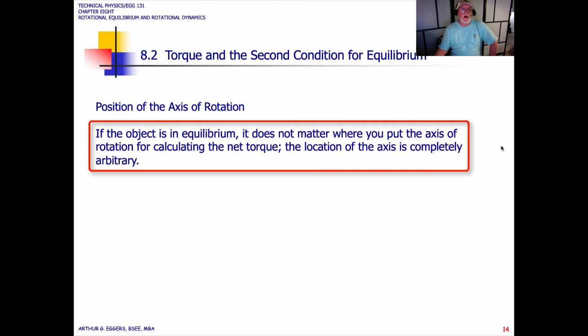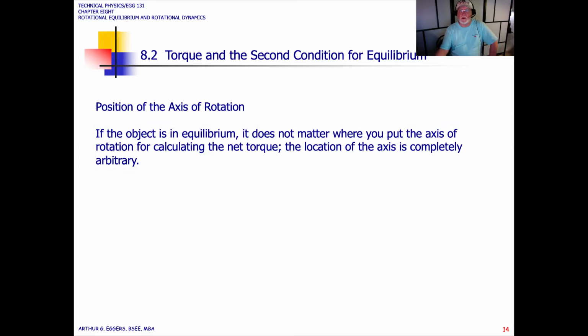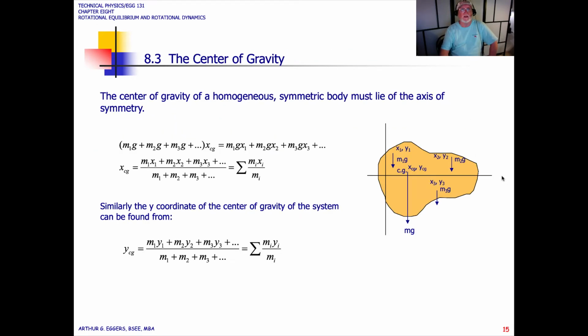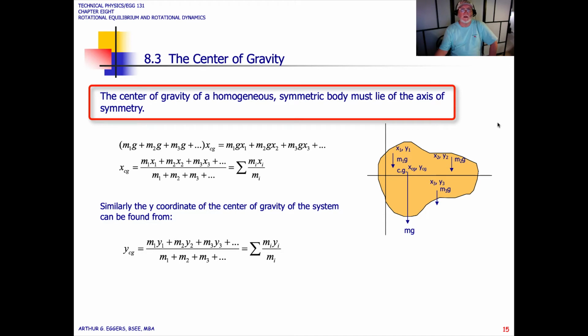So if the object is in equilibrium, it does not matter where you put the axis of rotation for calculating the net torque. The location of the axis is completely arbitrary. So we're going to see where this comes into play and becomes important when we start looking at centers of gravity. And voila, here it is.